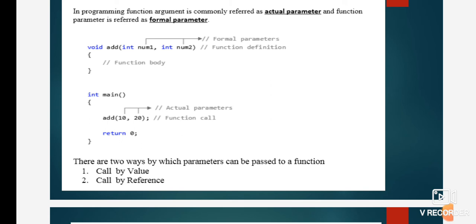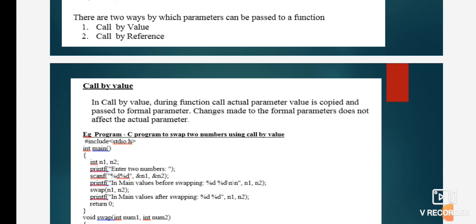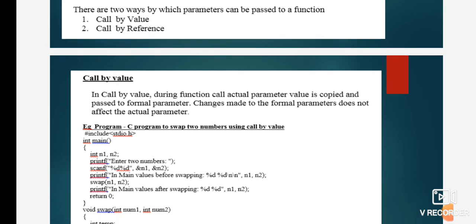Next, there are two ways by which a parameter can be passed to a function. One is called by value, another one is called by reference. Call by value is nothing but, during the function call, the actual parameter value is copied and passed to the formal parameter. Changes made to the formal parameter do not affect the actual parameter. This is the definition of call by value, right?